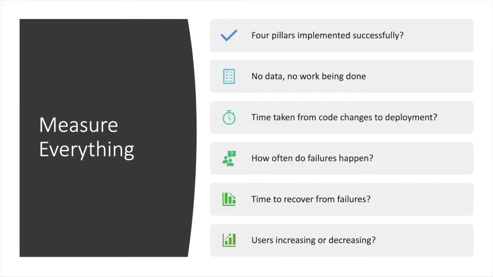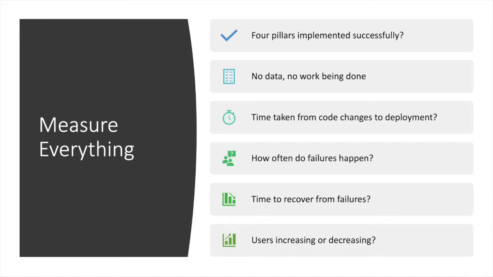And the last and important pillar of DevOps is measure everything. So how do you know that the four pillars we talked about before are implemented successfully? If you do not have any numbers, that simply means that no work is being done. You should have numbers to show that, okay, we have made some improvements. Without numbers, whatever you have done is almost wasted.